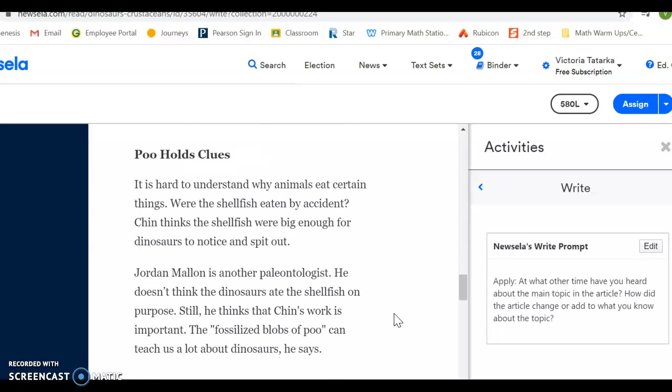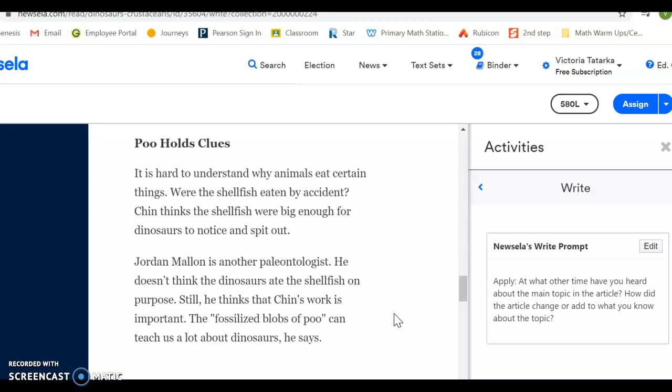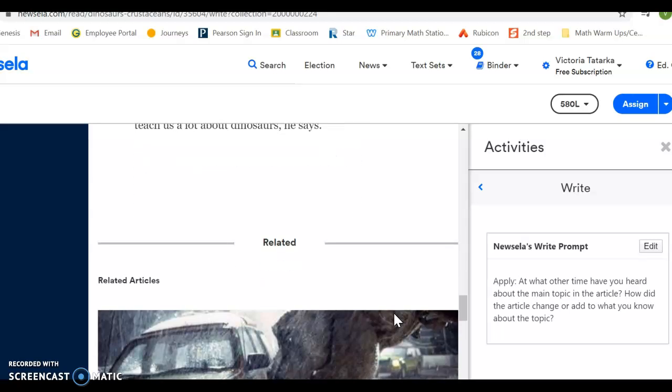Poo holds clues. It's hard to understand why animals eat certain things. Were the shellfish eaten by accident? Chin thinks the shellfish were big enough for dinosaurs to notice and spit out. Jordan Milan is another paleontologist. He doesn't think the dinosaurs ate the shellfish on purpose. Still, he thinks that Chin's work is important. The fossilized blobs of poo can teach us a lot about dinosaurs, he says.